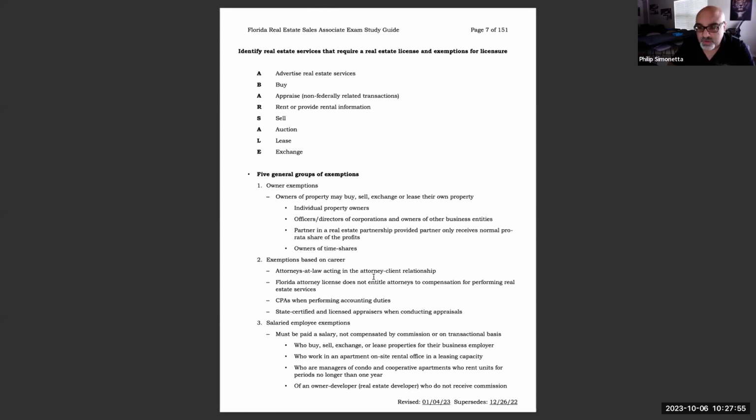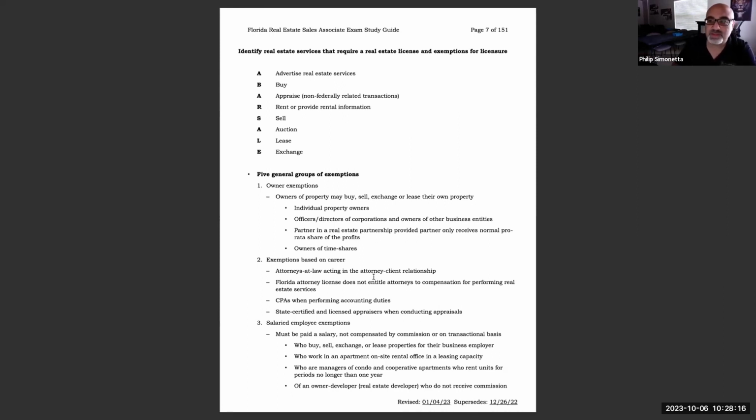Partners in a real estate partnership are exempt if the partner only receives normal prorated shares of profits. So if there are 4 partners and they're all split 25%, you don't need a license. If there are 4 partners and one is 50% and the others 25 and 25, you're going to need a license because there's an unfair advantage for that person, right?